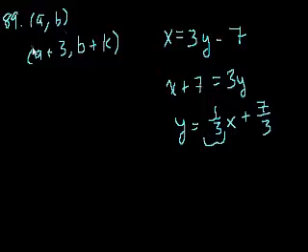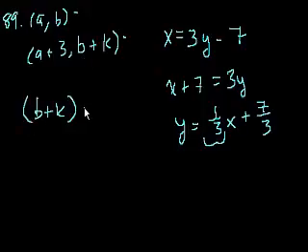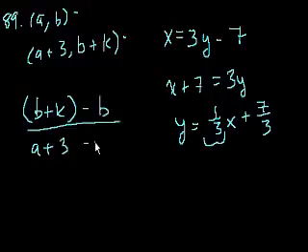So if you give me 2 points, what's the slope? What's the change in y over the change in x? I'll call this y1 and this y2, or point 1 and point 2. So you could say the change in y is b plus k, the latter y point minus the first y point, over a plus 3 minus a.